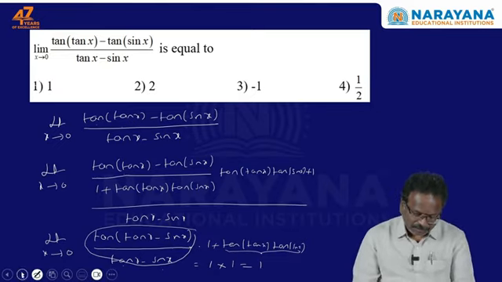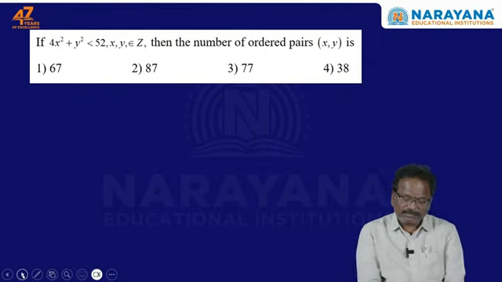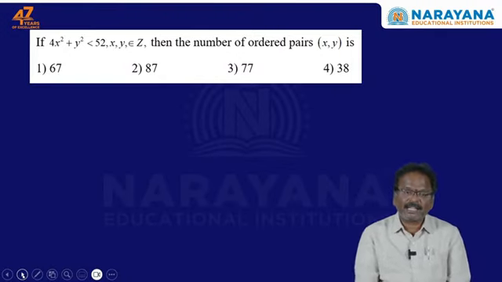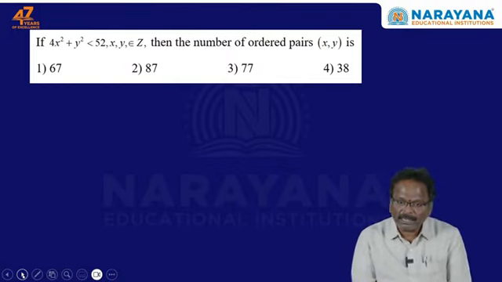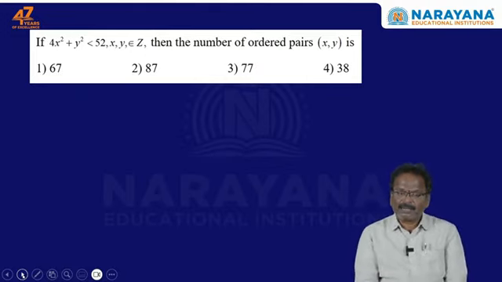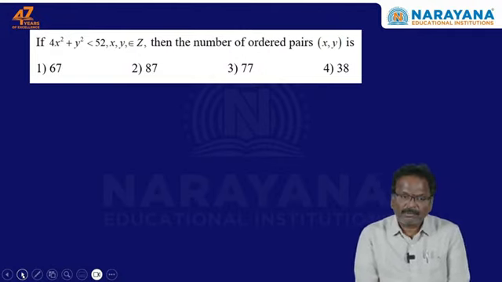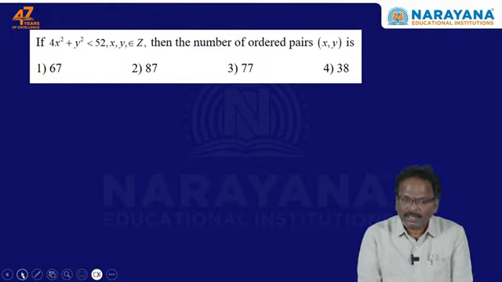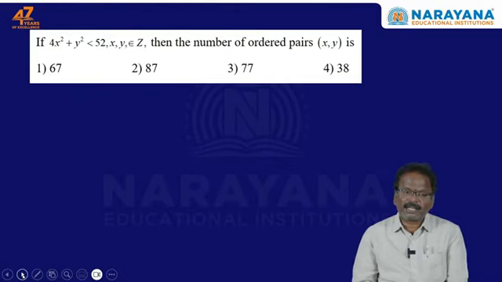Now, the next one is from ellipse. If 4x square plus y square less than 52, xy belongs to Z, then the number of ordered pairs xy. I think this is a repeated question from the 22nd evening. Again, this question came in today's examination. We are saying based on memory only. 4x square plus y square less than 52.